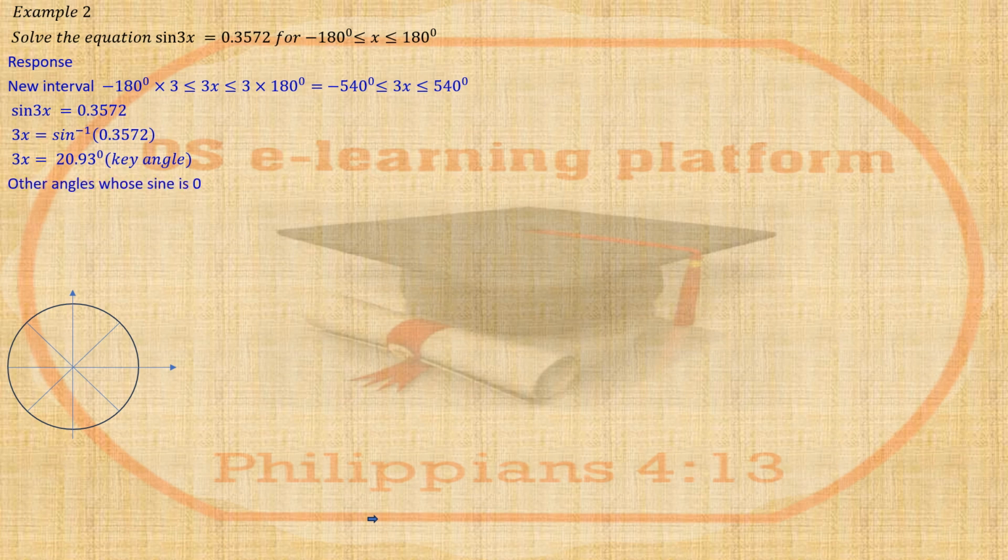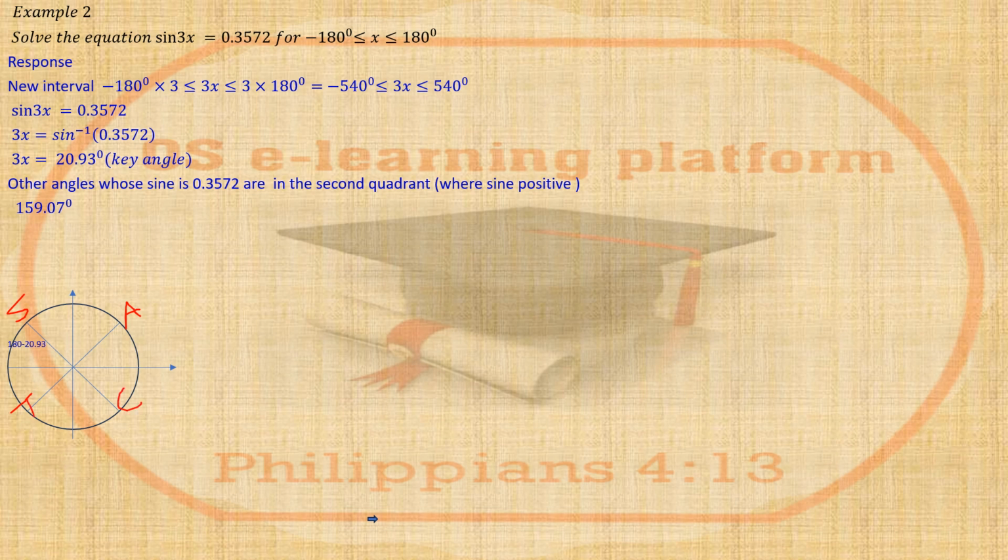So other angles that are related to 20.93 degrees, whose sine is actually 0.3572, are in the second quadrant. Actually, there's only one angle in the second quadrant. And why am I taking the second quadrant? It is where the sine is positive. So I come to my quadrants, the first one, second, third, and fourth. Here: all students take chemistry.